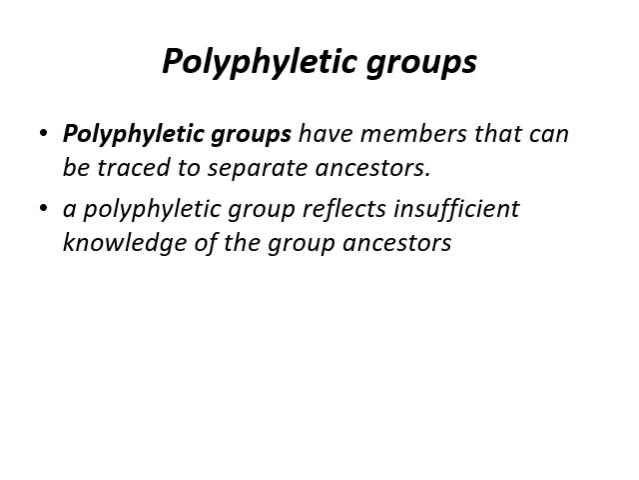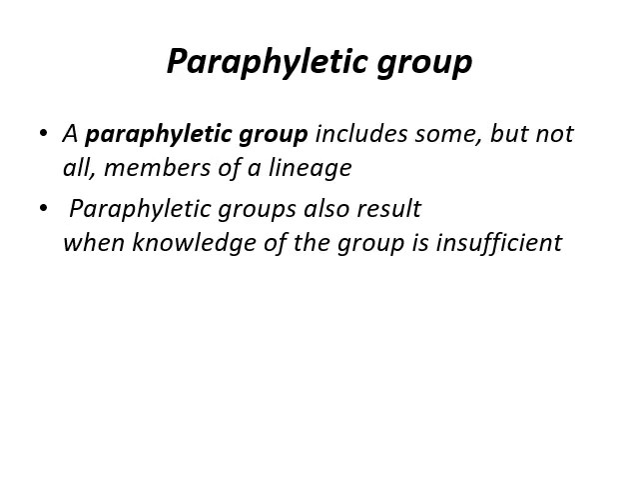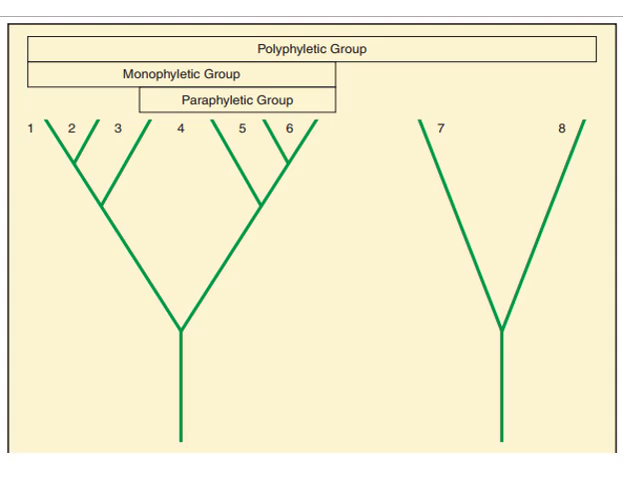Polyphyletic groups are those whose members can be traced to separate ancestors. Polyphyletic groups reflect insufficient knowledge of the group's ancestors. Paraphyletic groups also include some but not all members of a lineage, and a paraphyletic group also results when knowledge of the group is not sufficient.